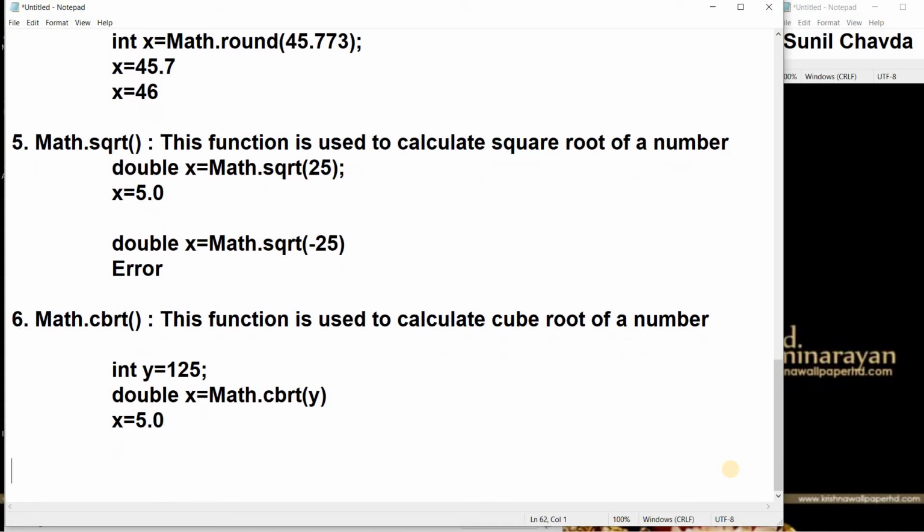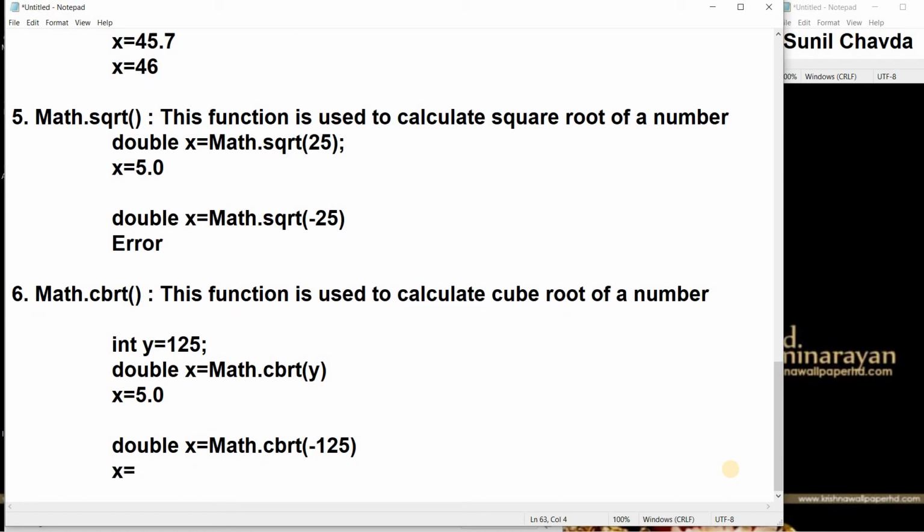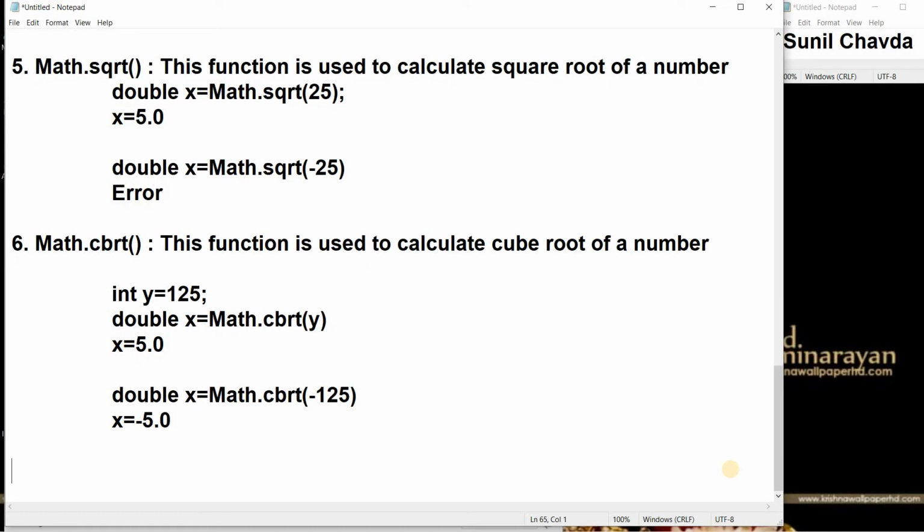And you can provide a negative number. So you can write Math.cbrt, and in the bracket you can write minus 125. Here the answer will be minus 5.0. So that is our cube root.